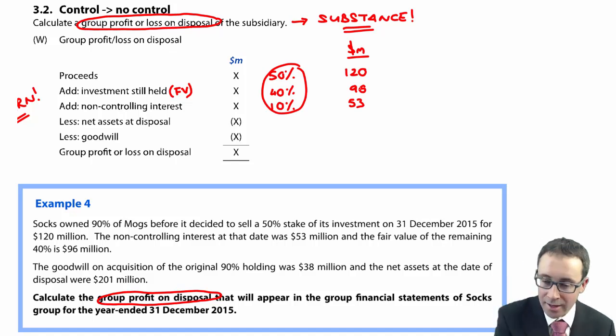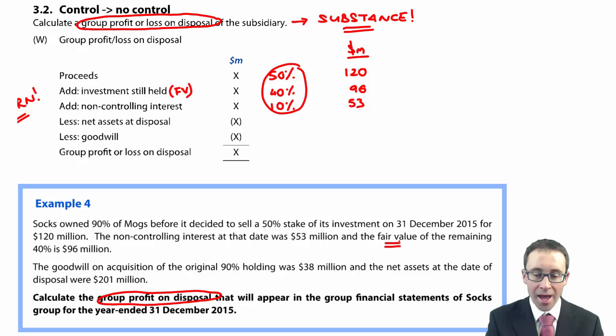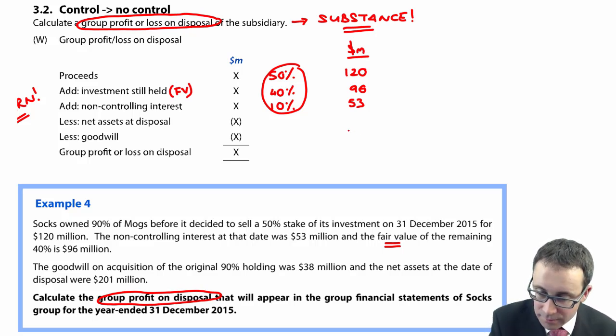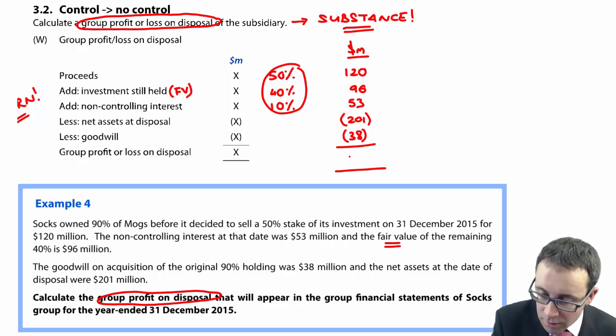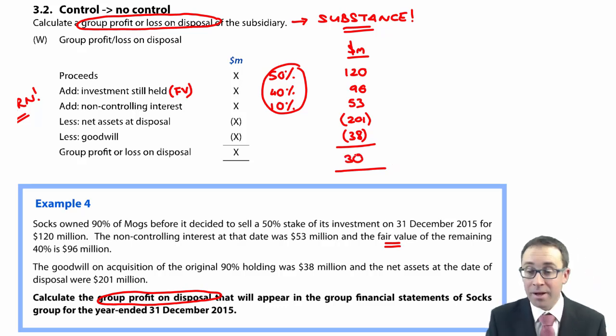So make sure, again, what you still hold is at fair value. And then the goodwill on acquisition of the original 90 was there at 38. And the net assets at the date of disposal were 201. Again, they've been given to us in the exam. You may have to go through and calculate it, but we shall worry about that as and when we encounter it. Totaling that up, that gives you there, is it 30 million?